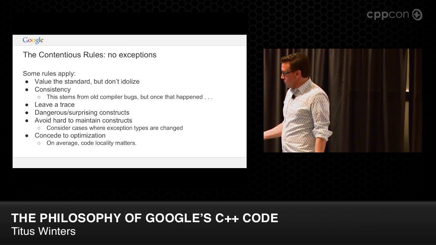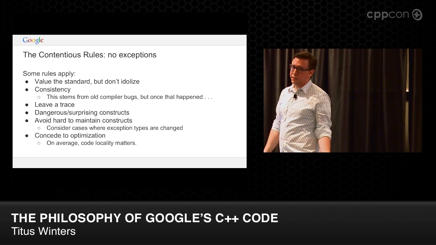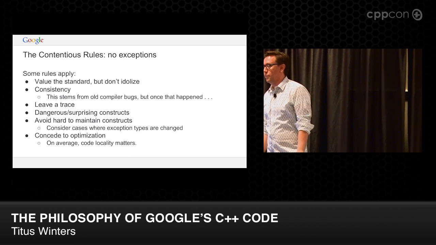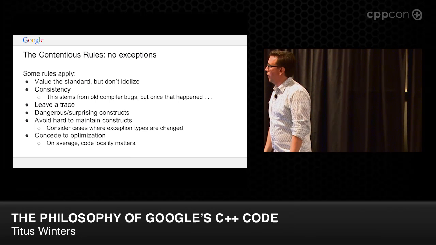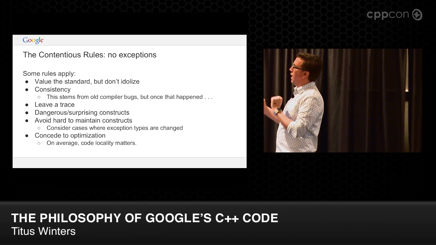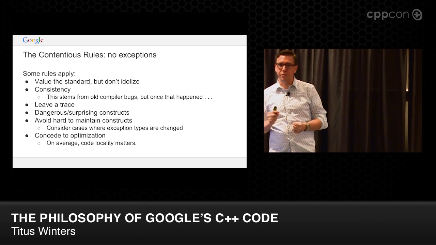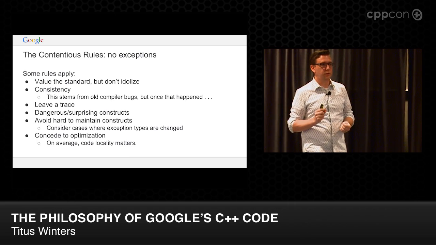And concede to optimization, because on average, code locality matters. And exceptions do everything they can to make that not the case. I would love it if anyone has super good profiles in a code base that uses exceptions and can show that there is no performance penalty. I would love to talk to you, because I really would love to have more data on this question. Anecdotally, I do not believe such a thing exists, which is sad.